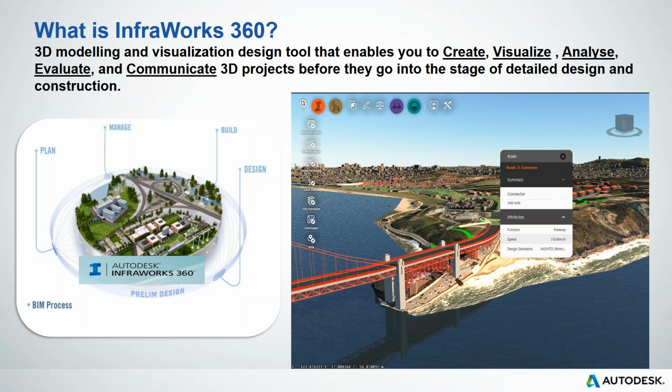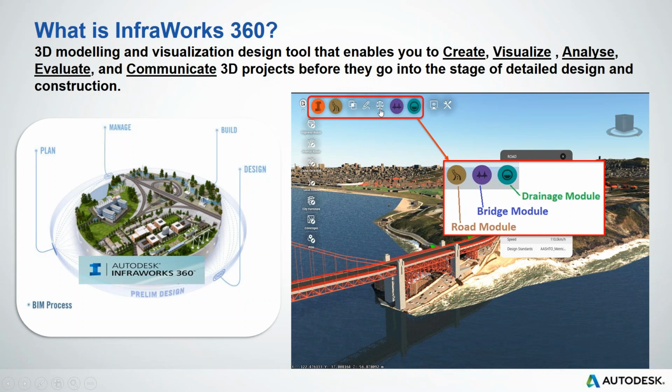It helps us with the creation of the 3D models, the visualization, the analysis of the performance of those models that we create, the evaluation of material takeoffs, and in some instances, the cost involved, as well as communicating that 3D design to stakeholders and anyone interested in the project. To the right-hand side, you see a very easy user interface with drop-down menus. Within the software, we have three major modules. There's one for road design, another for bridges, which we're going to use heavily today, and another one for the drainage module.